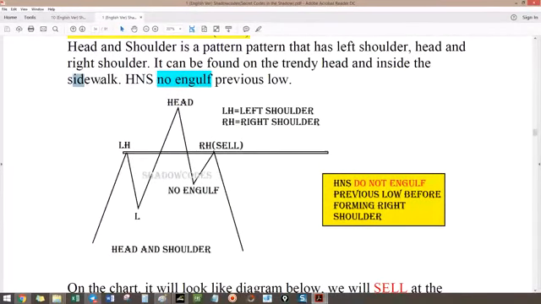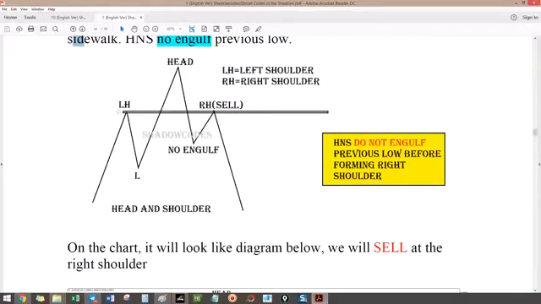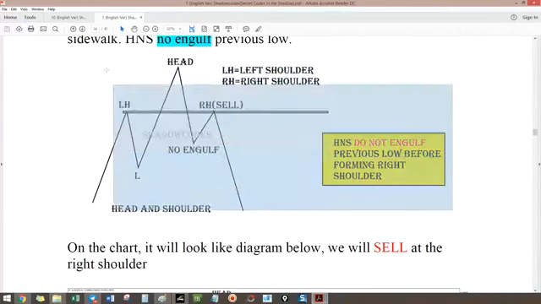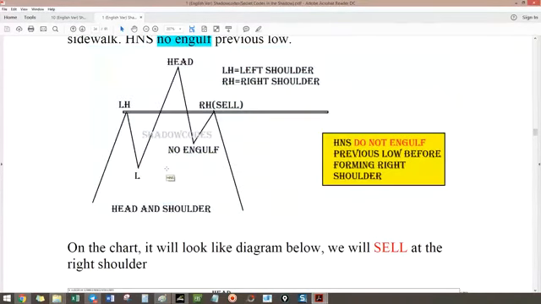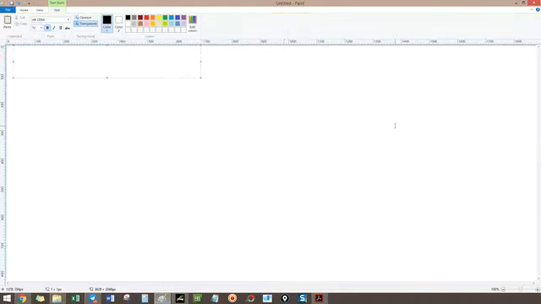Okay. It's a sideway here and can be found in the trending market. HNS has no engulf. Okay, so over here you've got a left shoulder. This is also wrong. I'm very sorry regarding this. This one was prepared by one of my friends. I think I already checked it. This one is wrong. I will send you another one. Okay, so this is LS or left shoulder. I need to draw another one. HNS.